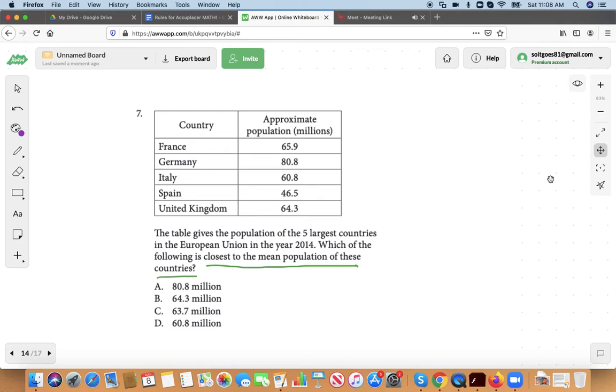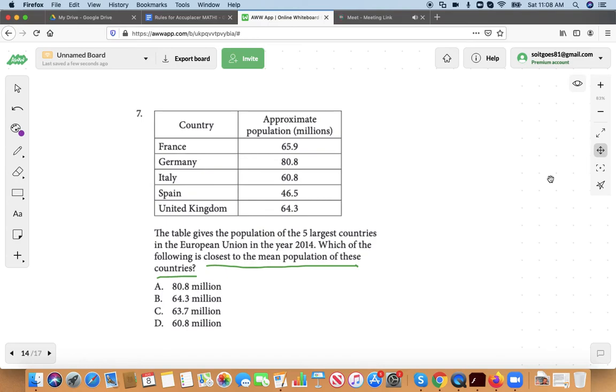Now, do you know what mean means, Keisha? Yes, I think it's like if you put them from the grades and add it up and divide. Yeah. So mean is just the classic average. You add up all the values and then divide by the number of values.